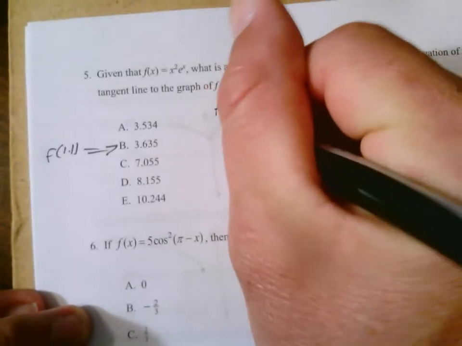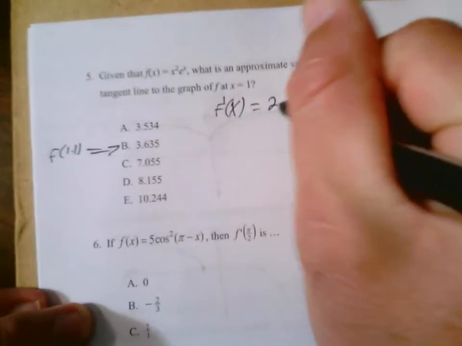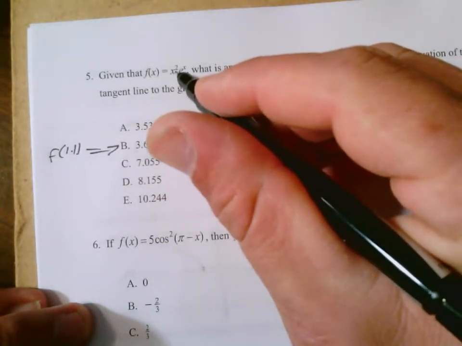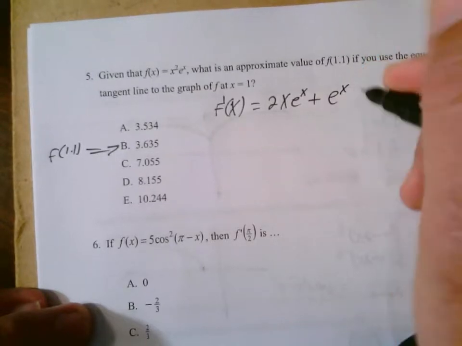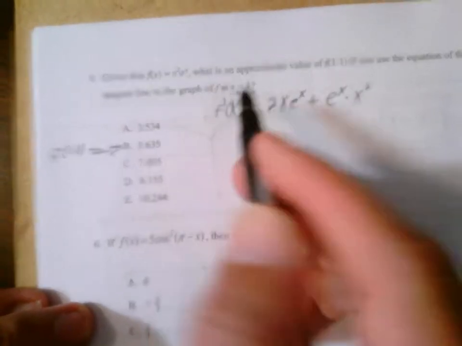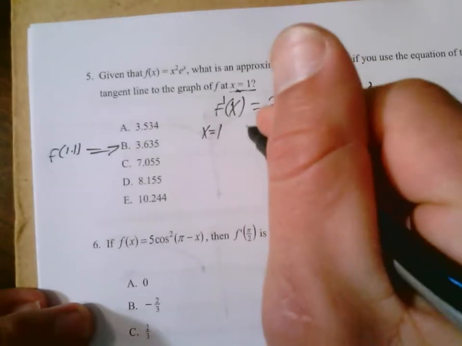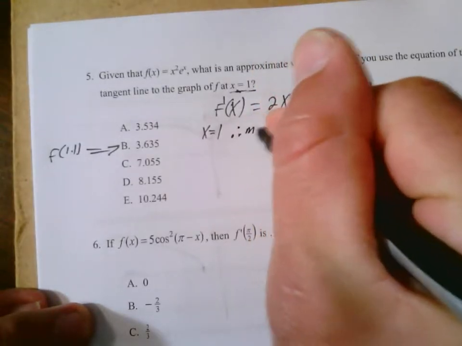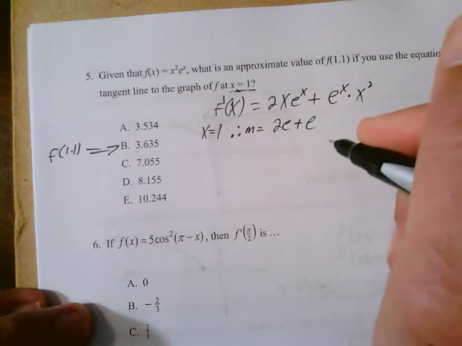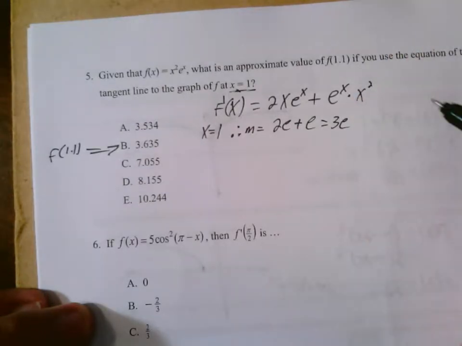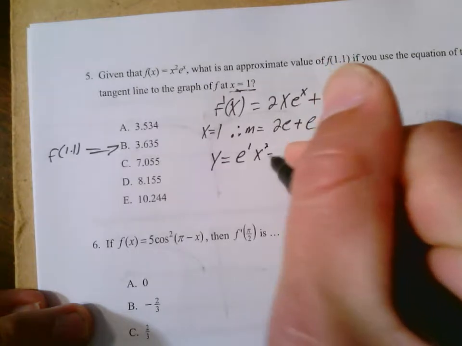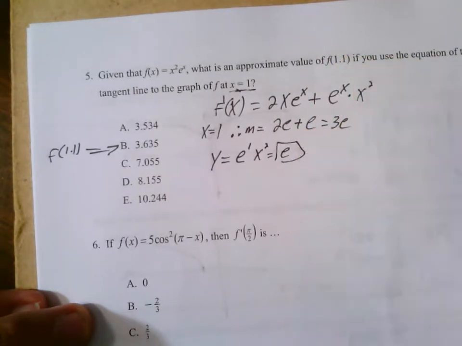So we've got to first find the derivative. Product rule: derivative of x squared is 2x times e to the x. The derivative of e to the x is e to the x times x squared. I'm finding the equation of the tangent line at x equals 1. Therefore, m equals 2 times 1, e to the 1, plus e to the 1 times 1. I need to plug 1 into my original to find y: e times 1, which is e.